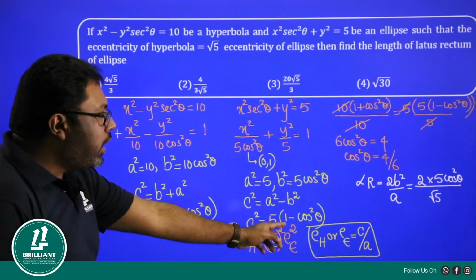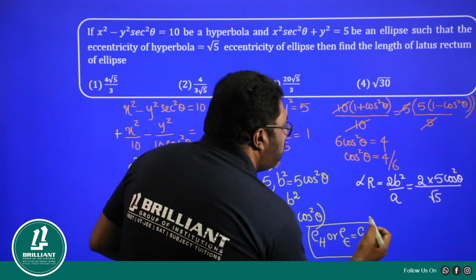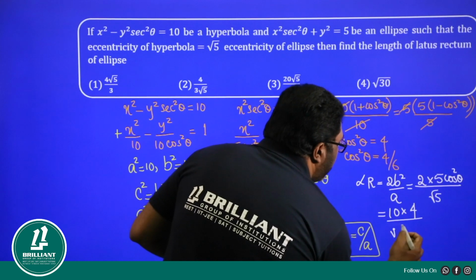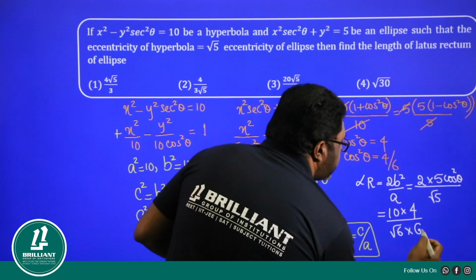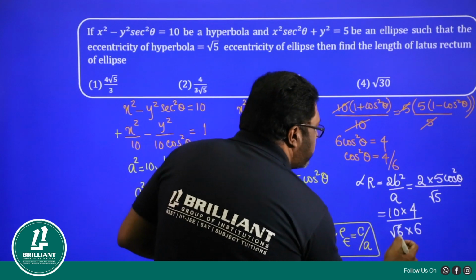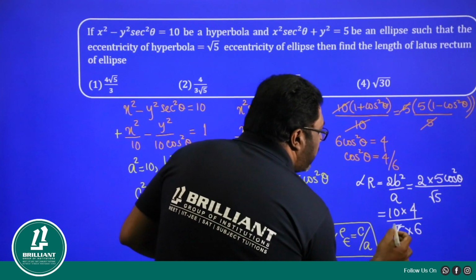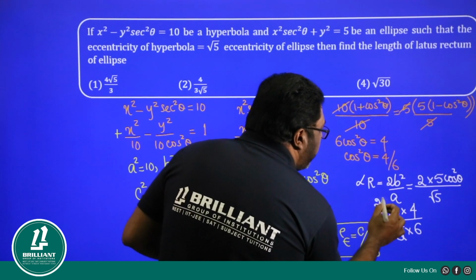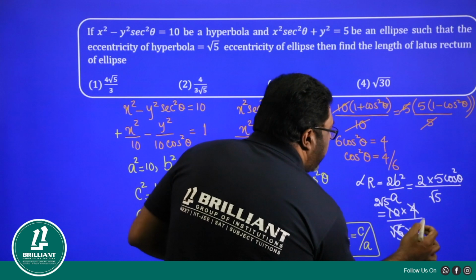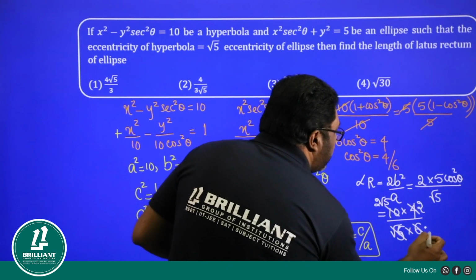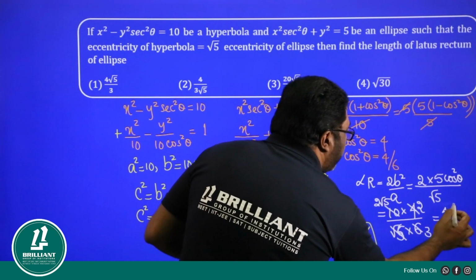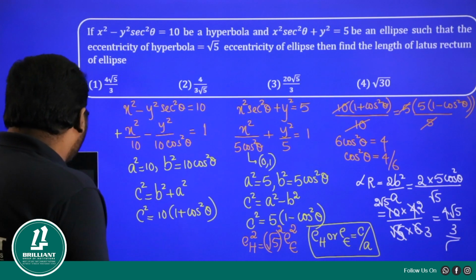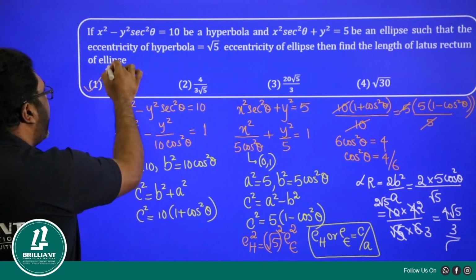Cos squared theta is 4 by 6. Substitute, and you will get 10 into 4 by root 5 into 6. Now root 5 can be cancelled with 10, and you will get 2 root 5. And 6 will cancel with this, so you get 2 by 3. So the answer is 4 root 5 divided by 3, and that is option 1.